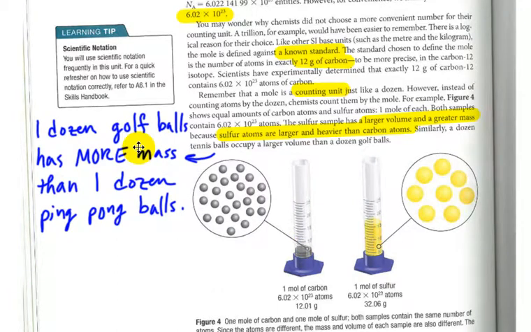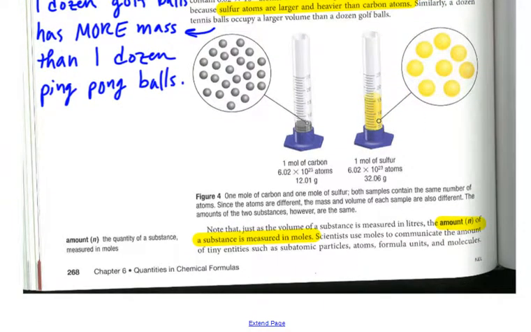Similarly, if I had a dozen golf balls compared to a dozen ping pong balls, it doesn't take much of an imagination to realize that the dozen golf balls will have a bigger mass. Similarly here, a mole of sulfur atoms would have a bigger mass than a mole of carbons. What's equal is how many individual atoms we have. What's different is the mass and also the volume. Okay, so just trying to show you that the mole is a number. It represents the number of things.